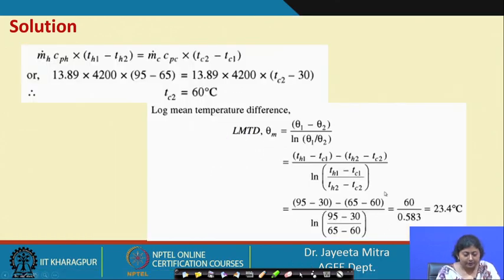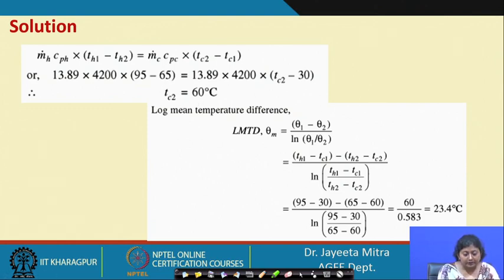Okay. So, then what we can do is, mass flow rate of the hot into specific heat of the hot into temperature drop TH1 minus TH2, that will be equal to mass flow rate of the cold fluid into specific heat of the cold fluid into TC2 minus TC1, that is the temperature gained by the cold fluid. And solving this, because all the values are known except TC2, we are getting TC2 as 60 degree.